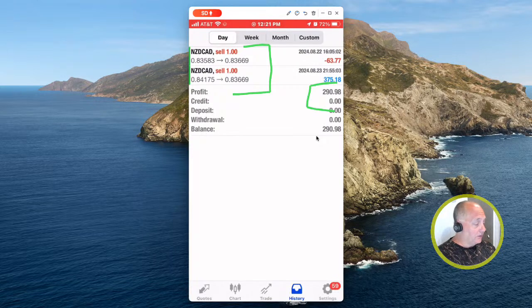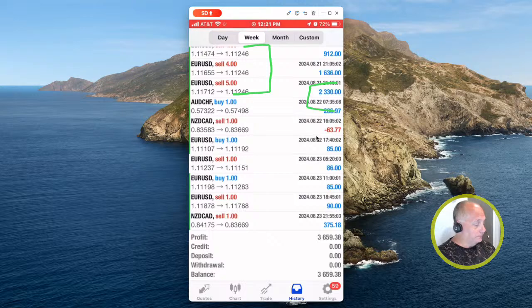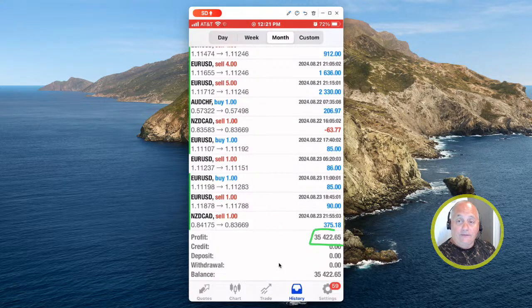So we had that close overnight, Sunday night to Monday. For the week, if we look back 5 days, which is a trading week for Forex, $3,659.38. And for the month, $35,422.65. Now, again, you'll make more or less depending on your base bid. The base bid on this particular account is 1.0 lot size. That's pretty high, but I do that to show how scalable it is.